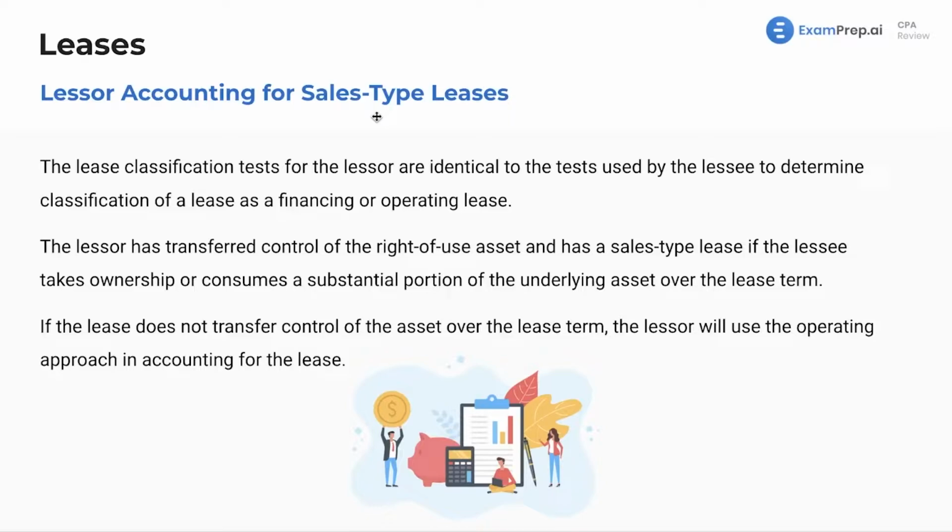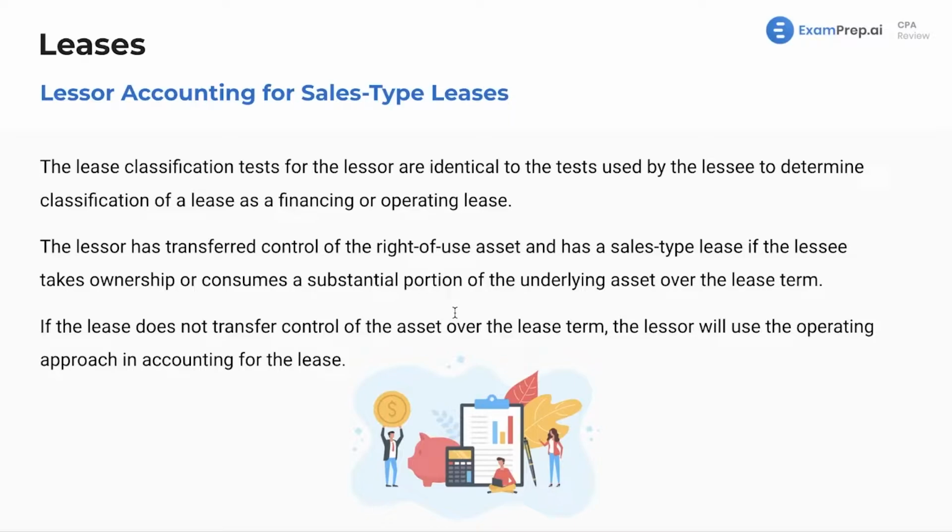Sales type, I'm really going to talk about more because that's much more common. The lease classification tests for the lessor are identical to the tests used by the lessee to determine classification as financing or operating. As I just said, the lessor has transferred control of the right of use asset and has a sales type lease if the lessee takes ownership or consumes a substantial portion of the underlying asset over the lease term. That is also our test. That's the whole point of our test, why we run through it. It should make sense now.